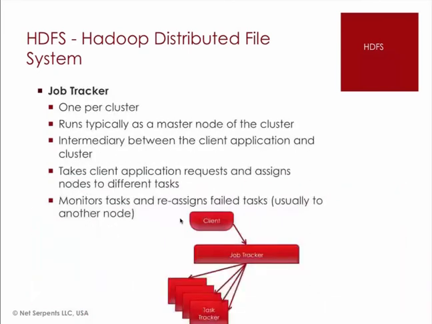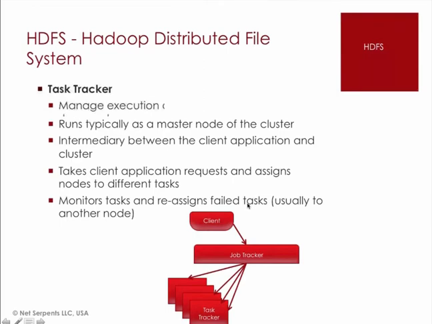So here's the job tracker. We already talked almost all about it. It's typically a master node of the cluster. It's an intermediary between the client and the cluster, like I said. The client requests something from the job tracker. The job tracker starts the task tracker and assigns the task to it. Then the job tracker can cut off, and the client can access the task trackers directly. It monitors the tasks and reassigns failed tasks.